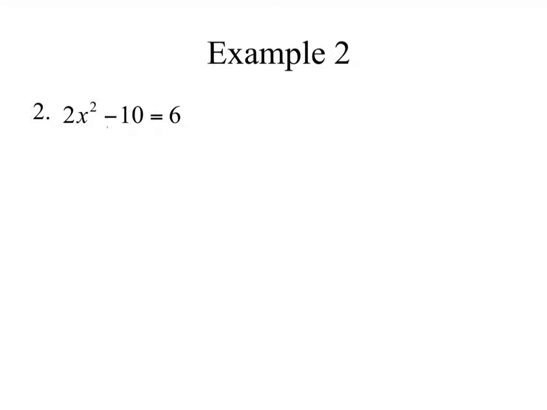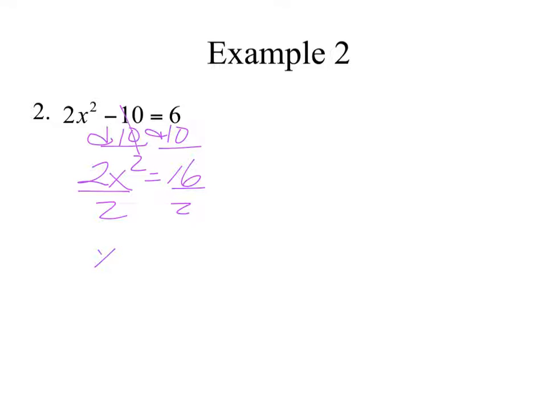Another problem, same thing. I'm going to add positive 10 to each side. So 2x squared equals 16. Divide each side by 2. I get x squared equaling 8. Square root, square root. Square root of 8 is positive negative 2.8.